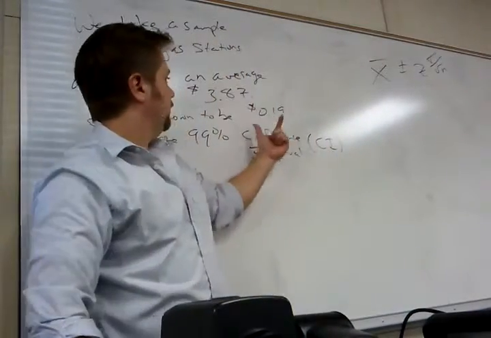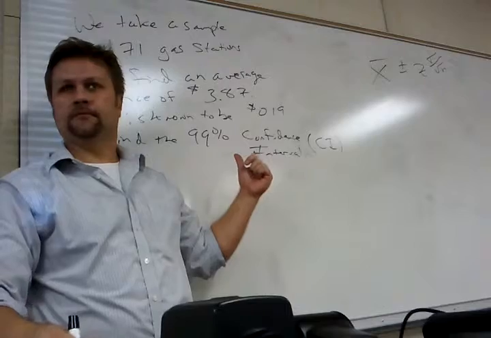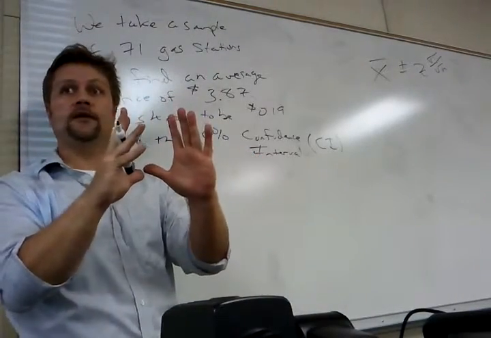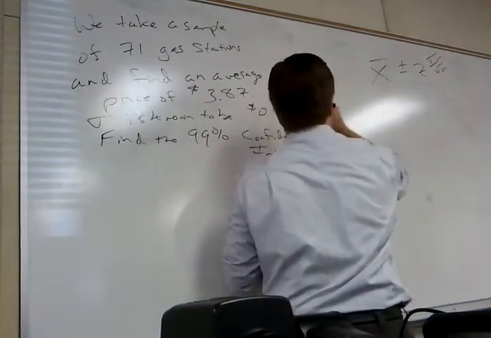So how do I get that z-score that I need for a 99% confidence interval? 2.575. Beautiful. You can look it up in the little baby chart. How would I do it the old-fashioned way?